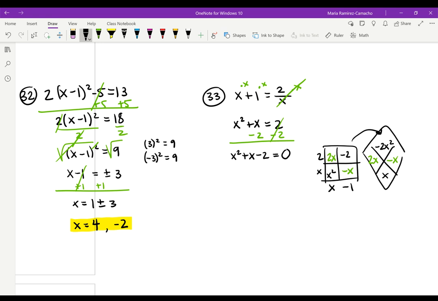So I can rewrite my equation as x minus 1 times x plus 2 equals 0. I can use ZPP here. If x minus 1 times x plus 2 equals 0, then either one of those expressions has to equal 0. And if I solve those two equations for 0, I get x equals 1 and x equals negative 2. Plug those back in and you'll see that these are correct.